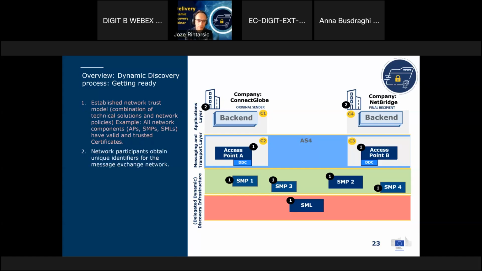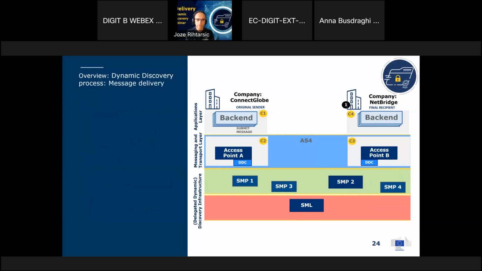The next thing all participants in the network must obtain is a unique identifier. And when everyone has a unique identifier, they can publish their service metadata to the SMP. And the SMP then sets one record to the SML so that the SML knows who is actually responsible for the right service metadata. For example, where NetBridge actually published the right service metadata so that others can use it.